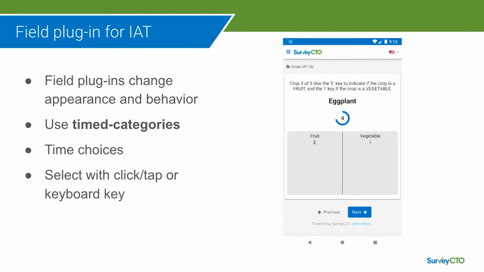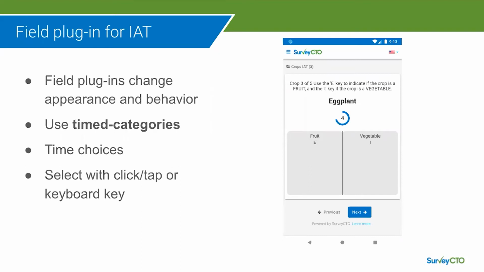For example, on this page, the left column has an E beneath the fruit label, and the right column has an I beneath the vegetable label. This means the respondent can select fruit by pressing the E key, or select vegetable by pressing the I key. If time runs out before the respondent can select a choice, the pass choice will be automatically selected, showing the respondent did not select a choice in time. We will demonstrate how to set this up later.